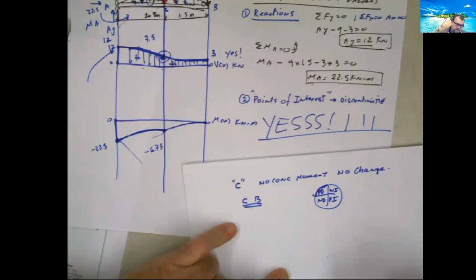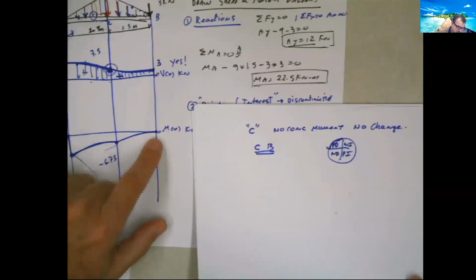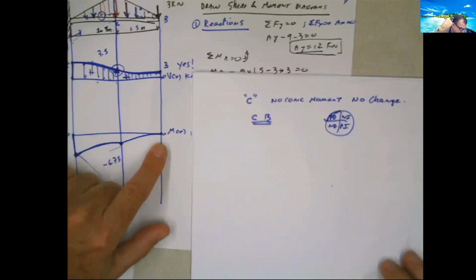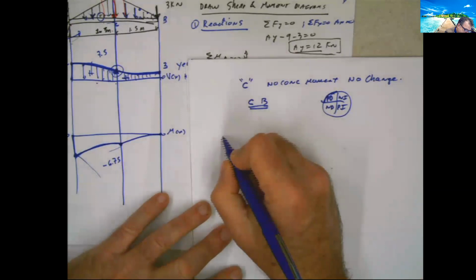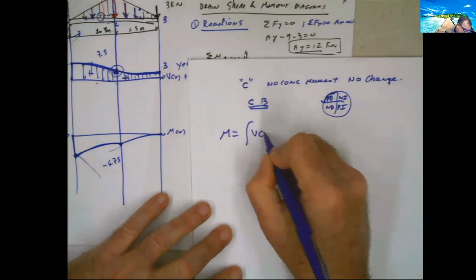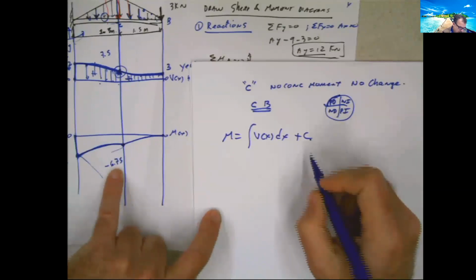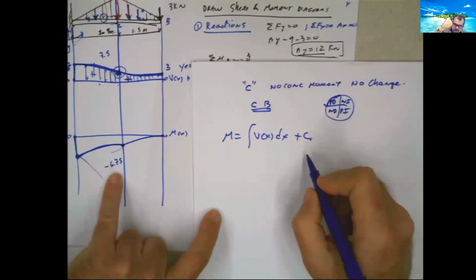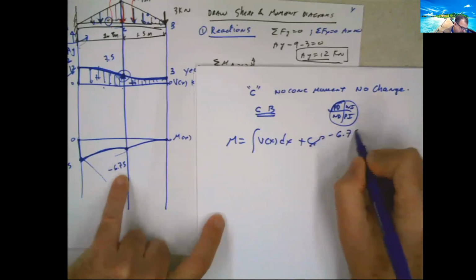However, your professor is going to ask you to demonstrate that, not just to tell me that. So then we have to do it. But you know, you can finish it like that. And I know it's going to be good. Now let's do what I have to do. The moment is the integral of the shear plus C. This value C is the value read from the diagram at the beginning of the interval. So that means that is negative 6.75.